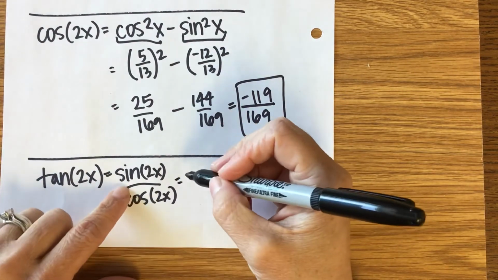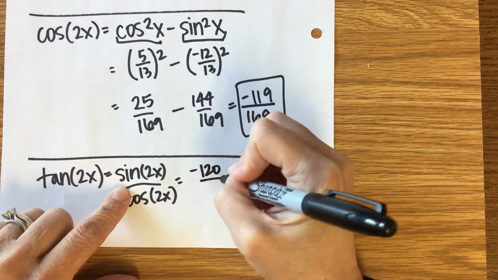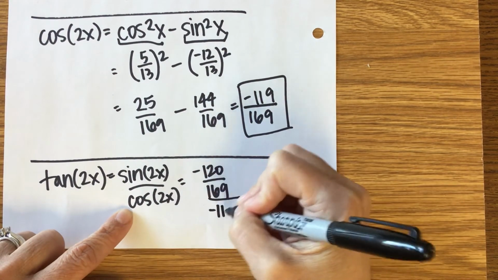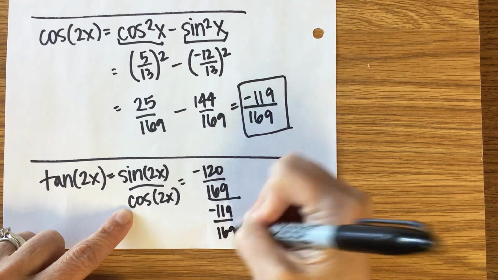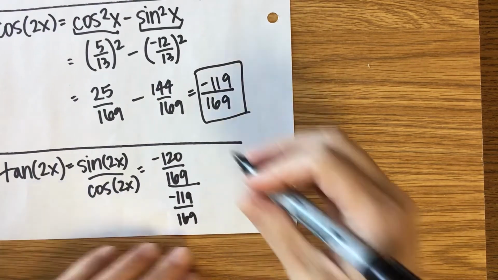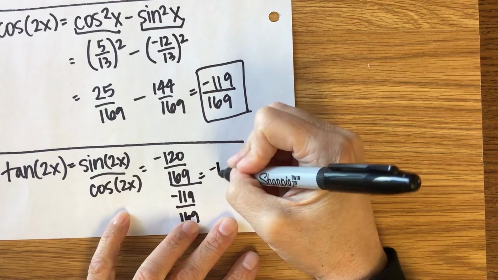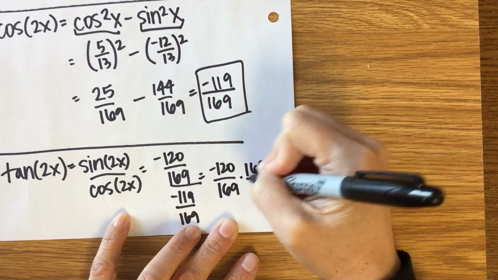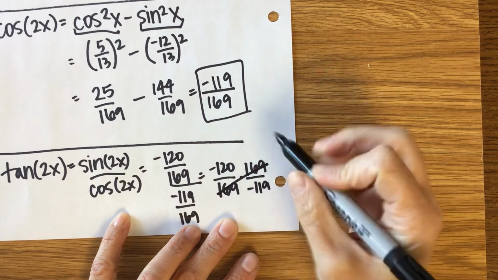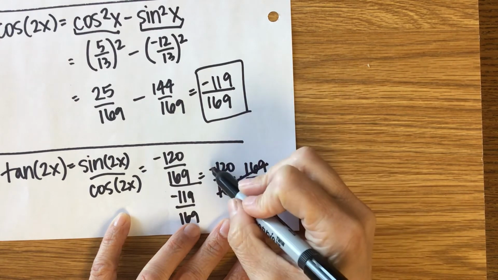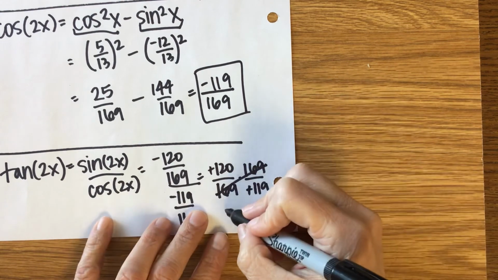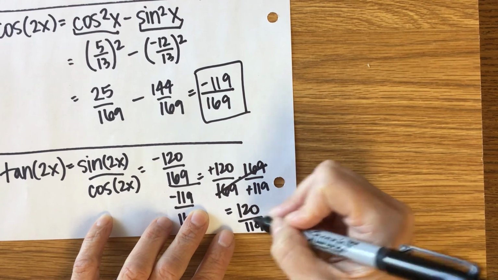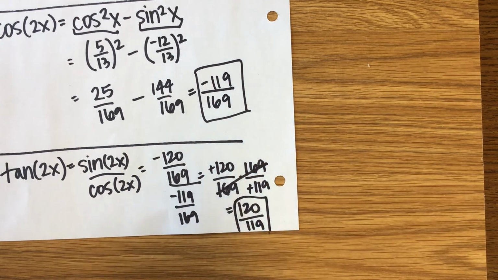So, what was this answer? Negative 120 over 169. And what was this answer? Negative 119 over 169. And now I just have to simplify that. So I'm going to do same change reciprocal. And it looks like my 169s cancel and my negatives cancel. So I have 120 left on top and 119 left on the bottom. And that's it for tangent.